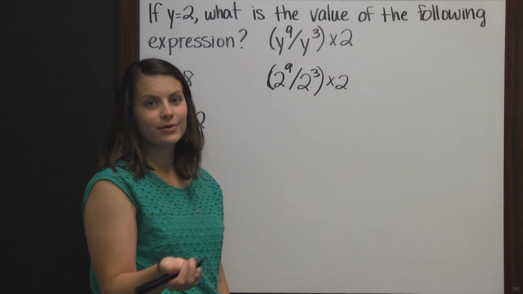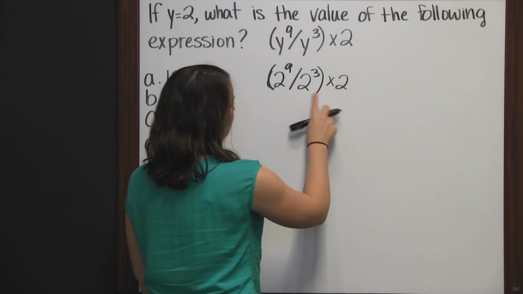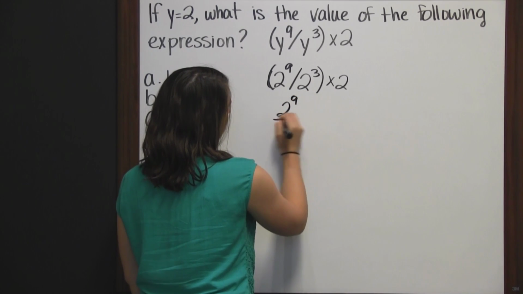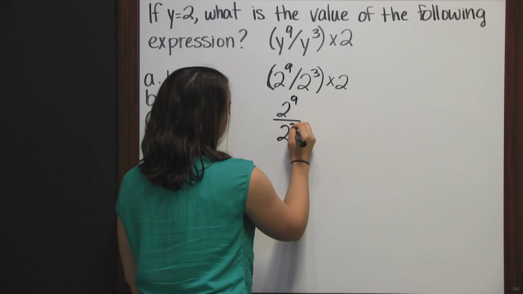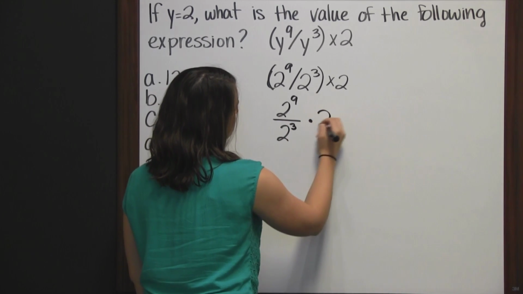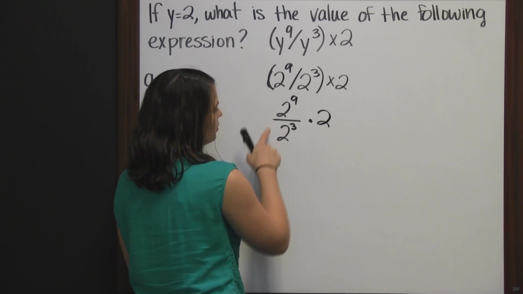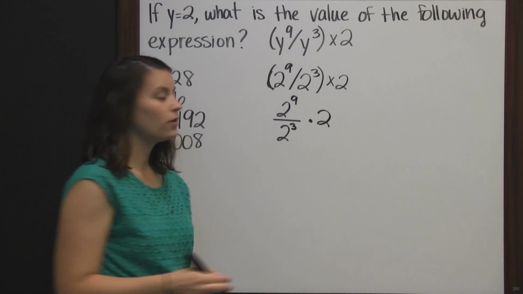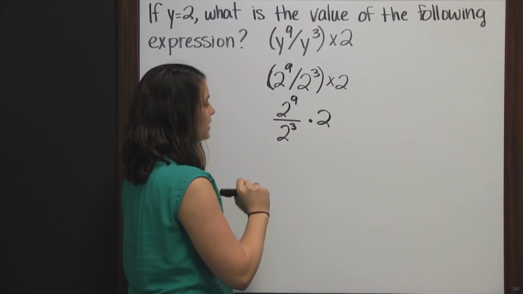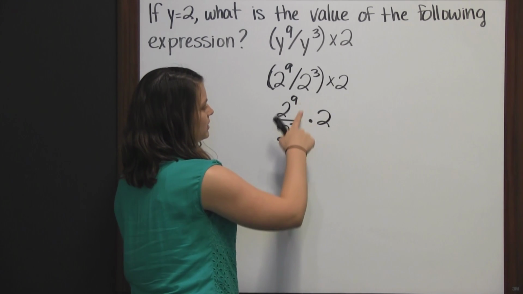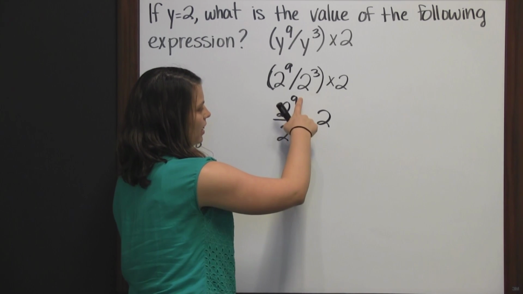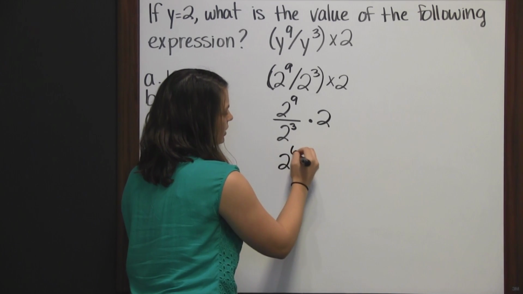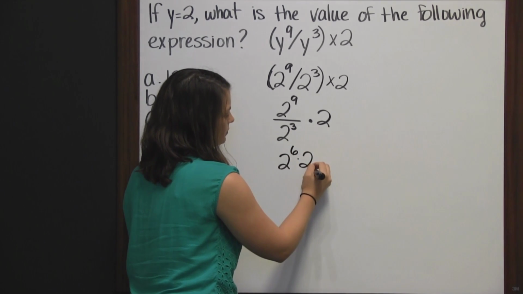And what I want to do is rewrite it. I prefer my fractions to be stacked, so I'm going to rewrite this as 2 to the 9th divided by 2 cubed, times 2. When we're dividing and we have our bases the same, so in this case 2 is our base and it's the same, we simply subtract our exponents. 9 minus 3 is 6, so that's 2 to the 6th times 2.